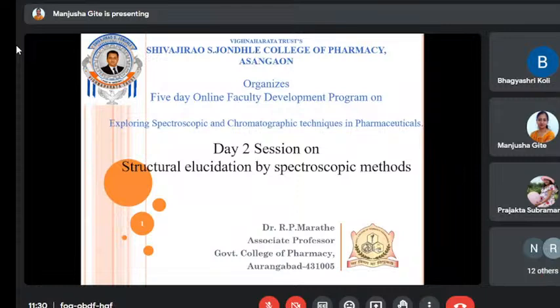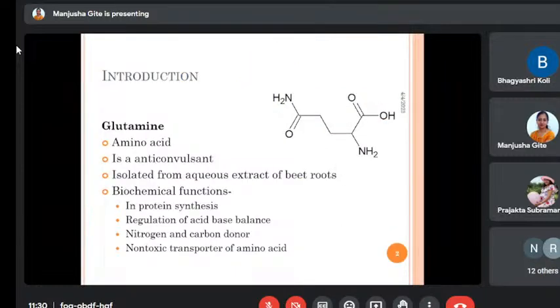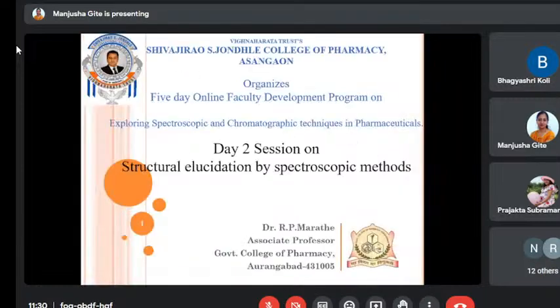Then second, we will see their confirmatory test. After the confirmatory test, we have to go for perfect identification and confirmation of that structure. Confirmation means, in short, structure elucidation. Your spectroscopy starts from UV. Yes or no?